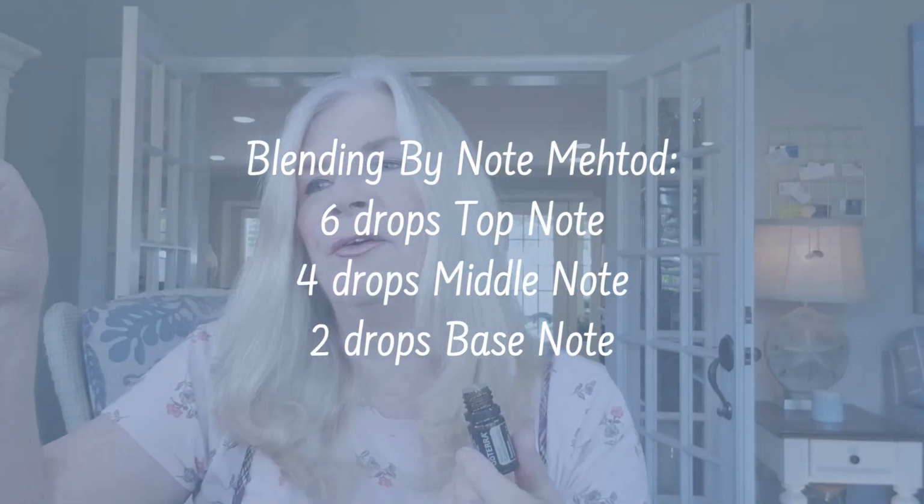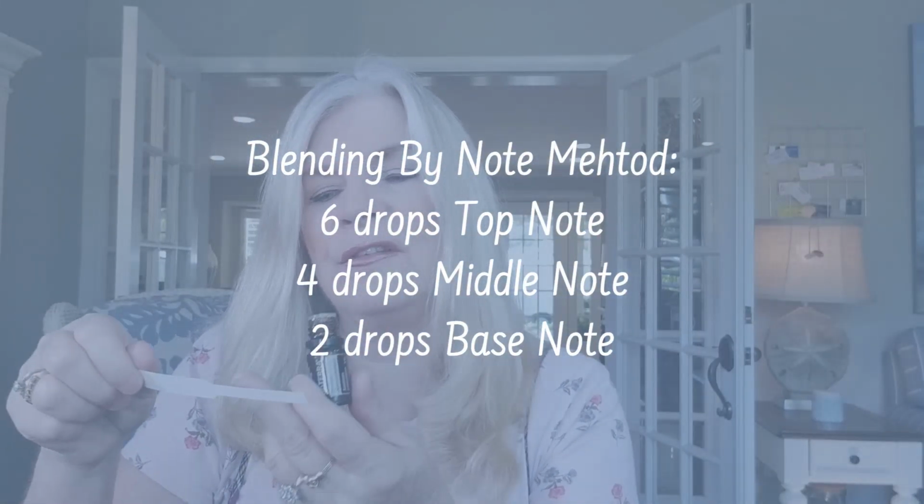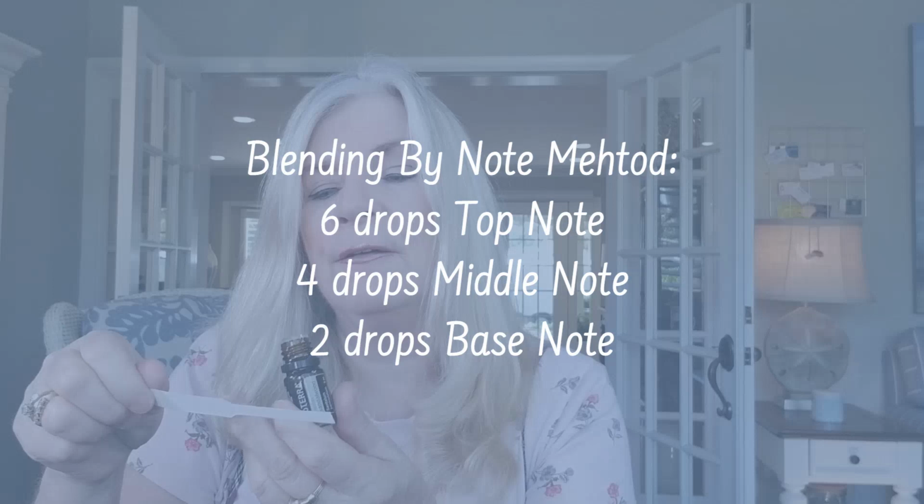Now what I'm going to do in my first blend, we have our pipette ready. I'm going to start with the base note of sandalwood, and I'm going to be blending by note in my first one. So I'm going to be using 6 drops of top note, 4 drops of middle note, and 2 drops of base note.